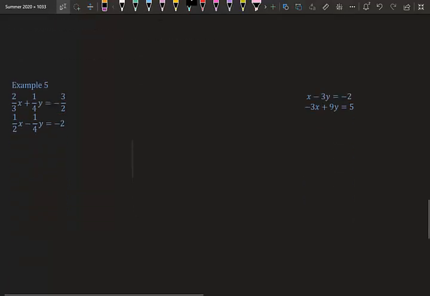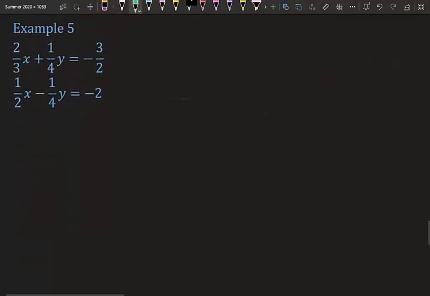I know, that sounds a lot harder than it is, but it flows nicely. All right, example 5. So we're starting off with fractions. If we have an equal sign, do we have to work with fractions? Nope, we don't. So let's get rid of them. If we don't have to work with them, why do it?